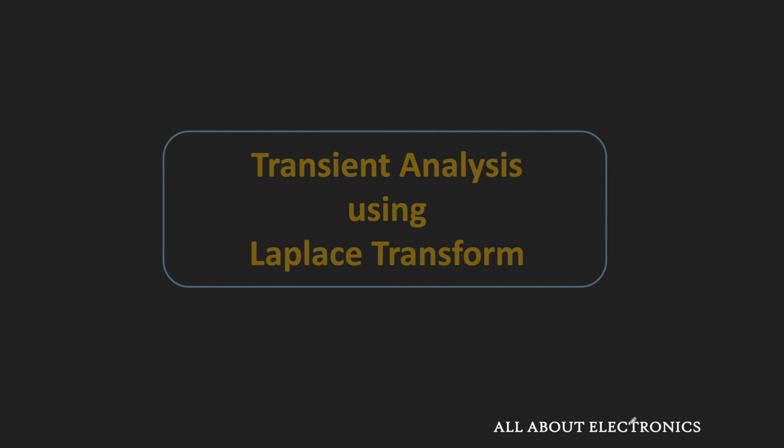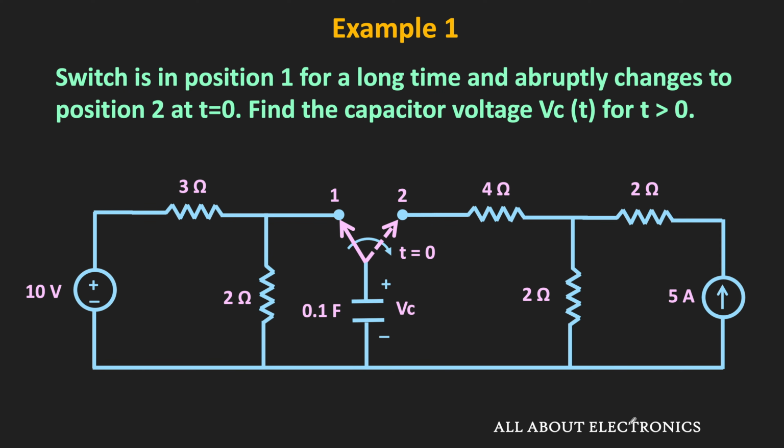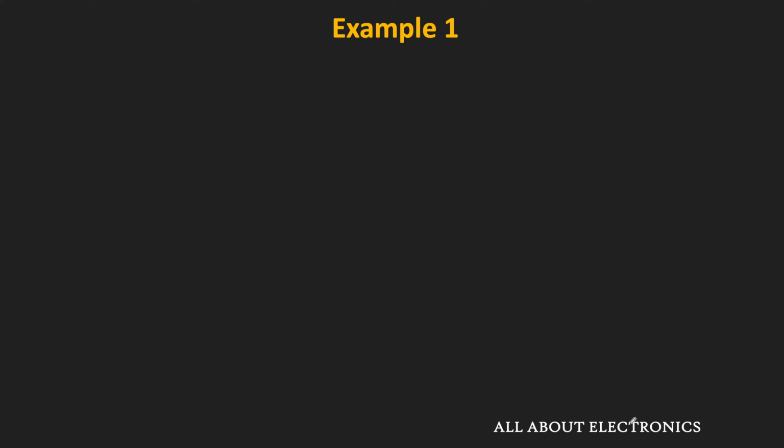So this is our first example. In this example, we have been given this circuit, and we have been given that the switch is in position 1 since a long time and suddenly it changes to position 2 at time t equal to 0. Here we have been asked to find the capacitor voltage Vc of t for t greater than 0. So first of all, let us find the initial condition of the circuit.